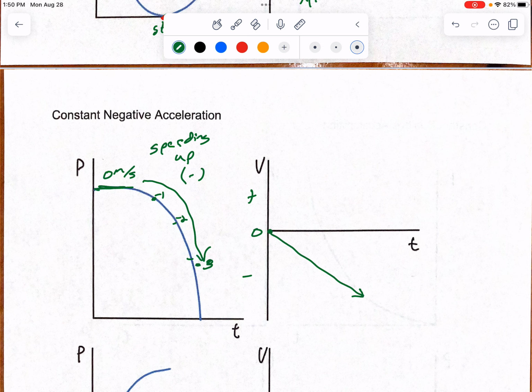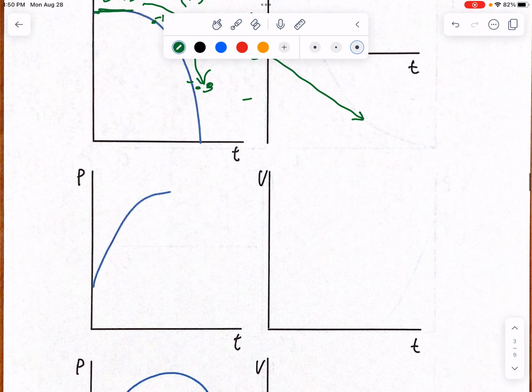Okay, so let's look at the next one. I'm going a positive direction. Okay, and it looks like I'm slowing down. Okay, my slope is starting to get flatter and flatter, so we are slowing down in the positive direction.